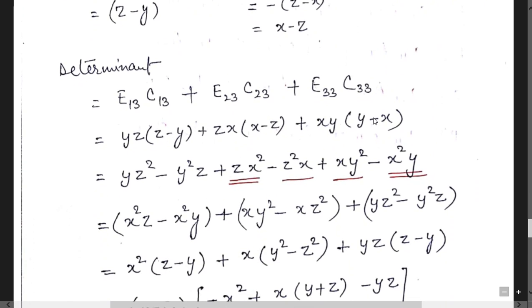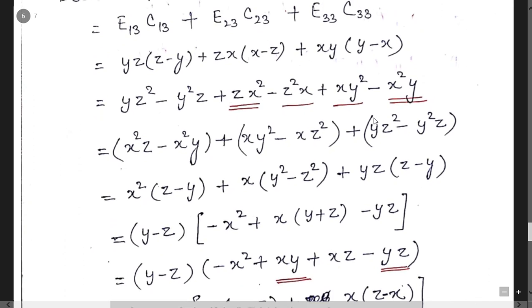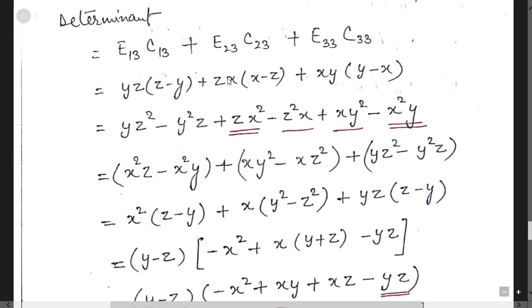Then multiply these values. Now, here some differences are there. Basically, after multiplying, we have to convert the statement into factors. Now, how to calculate this statement into factors? This one is yz into z minus y. This is simple multiplication. Yz square, then y square z, zx square, then z square x, xy square, then x square y.